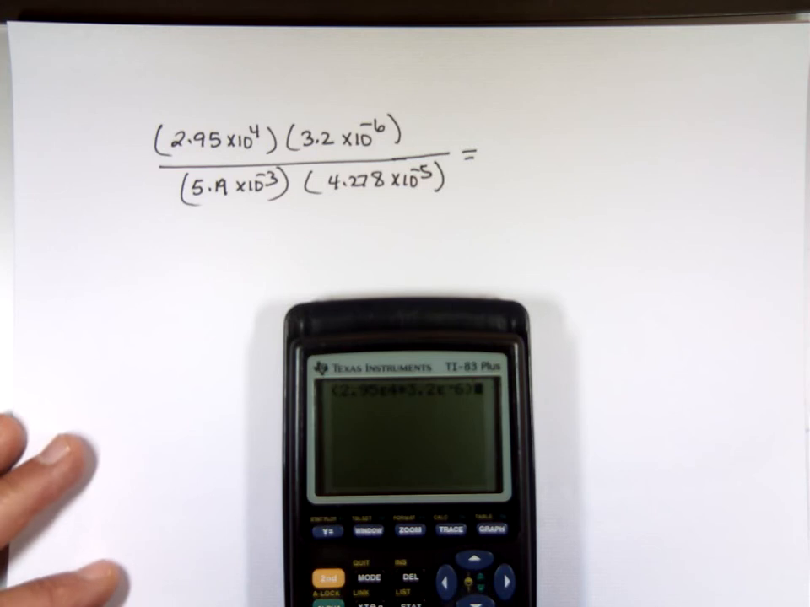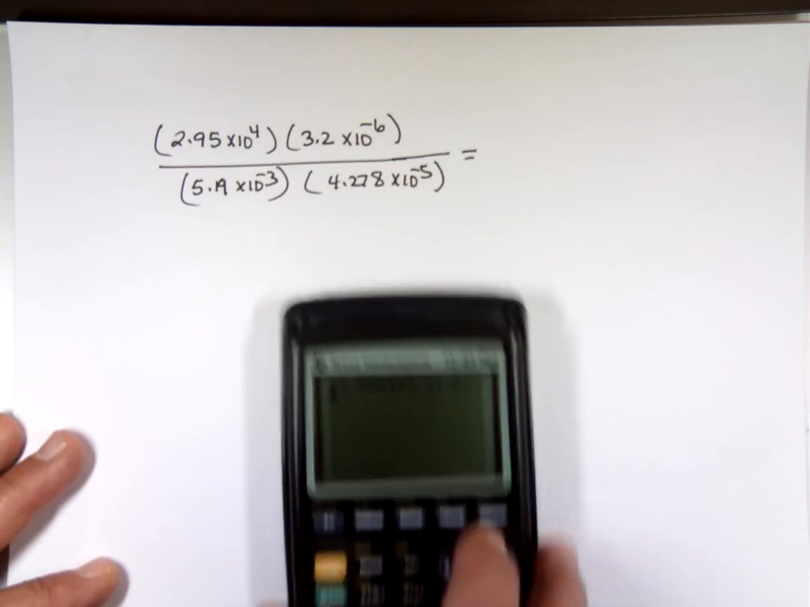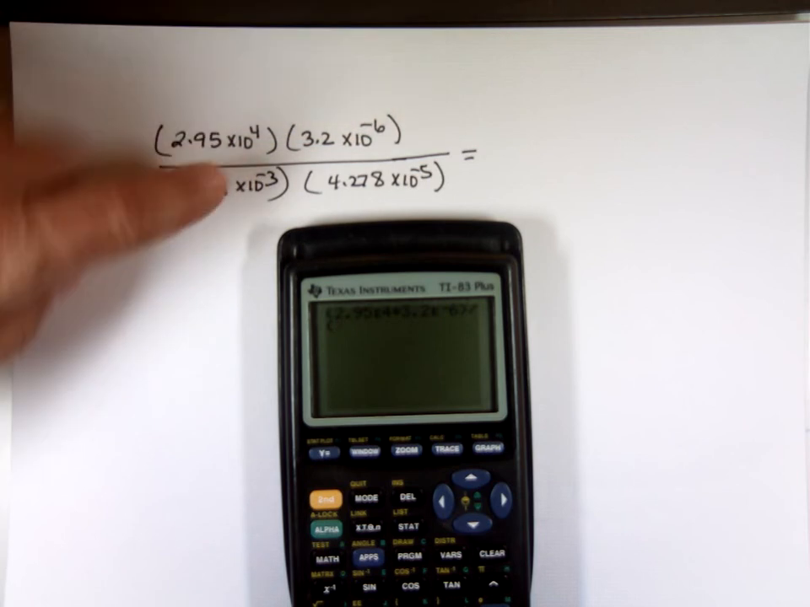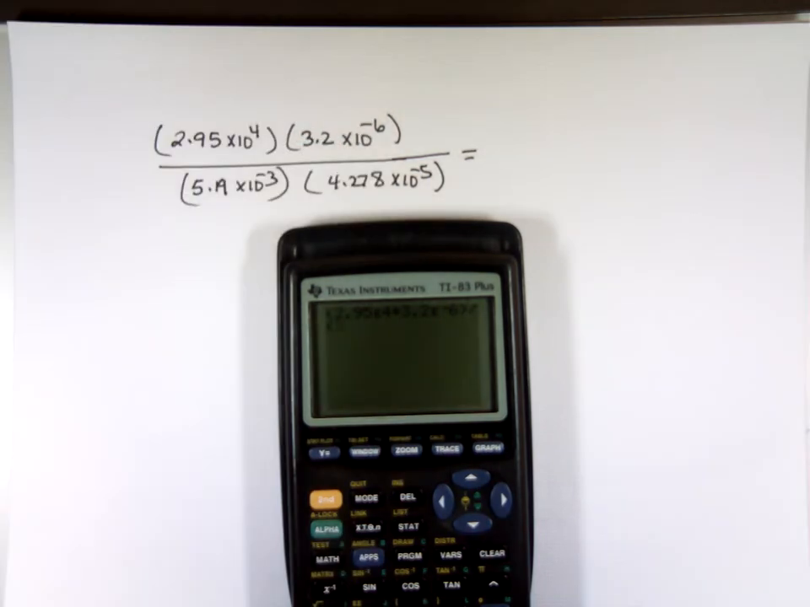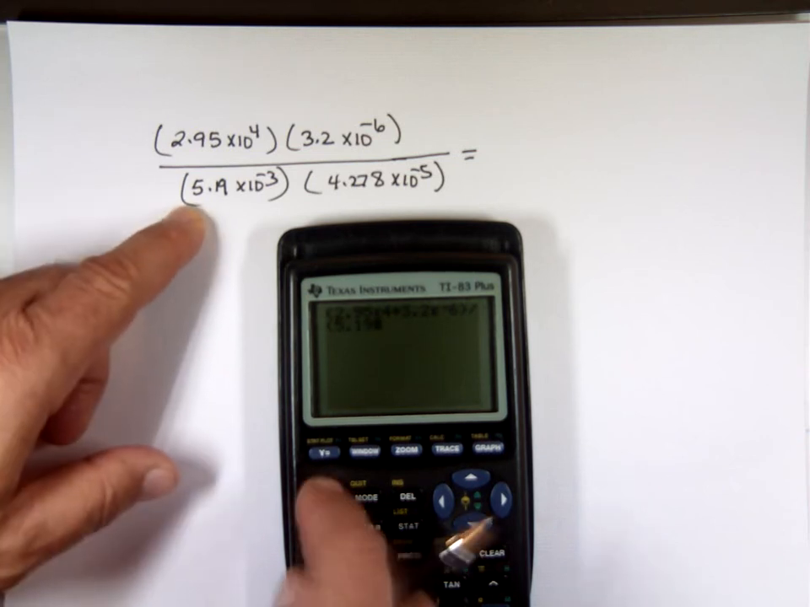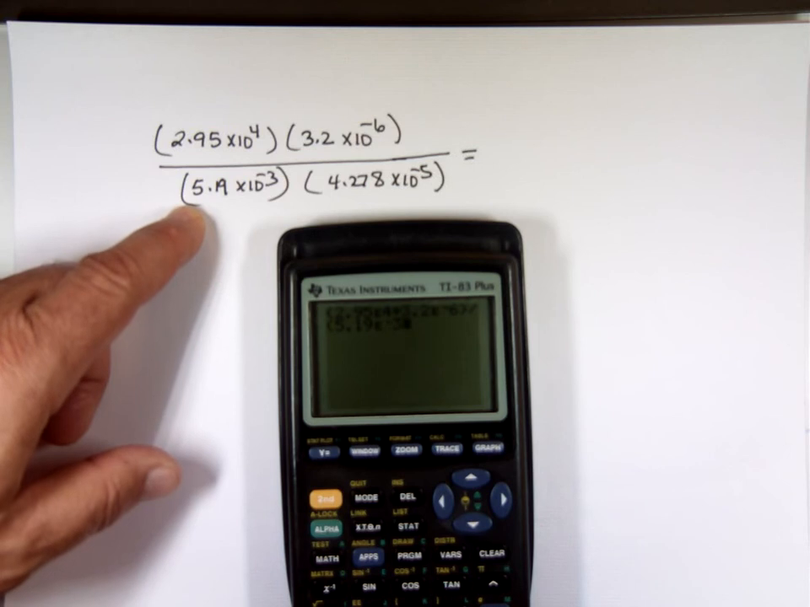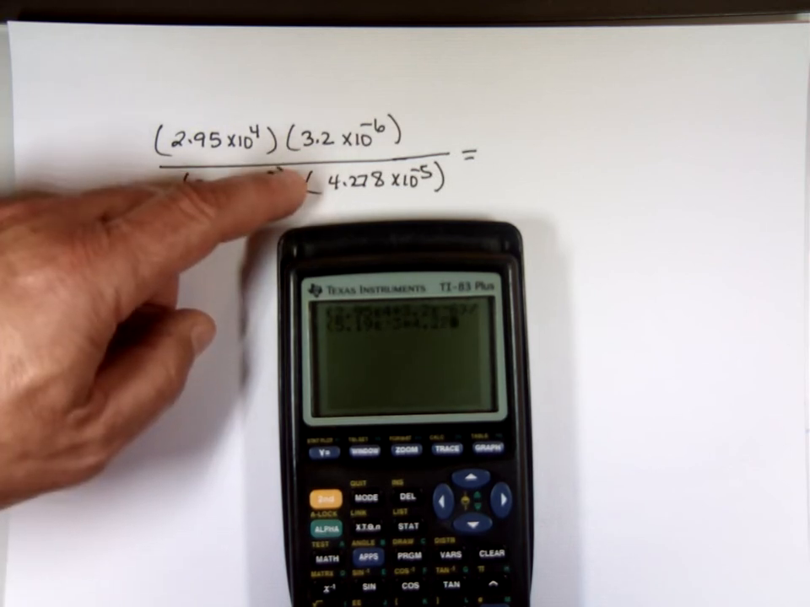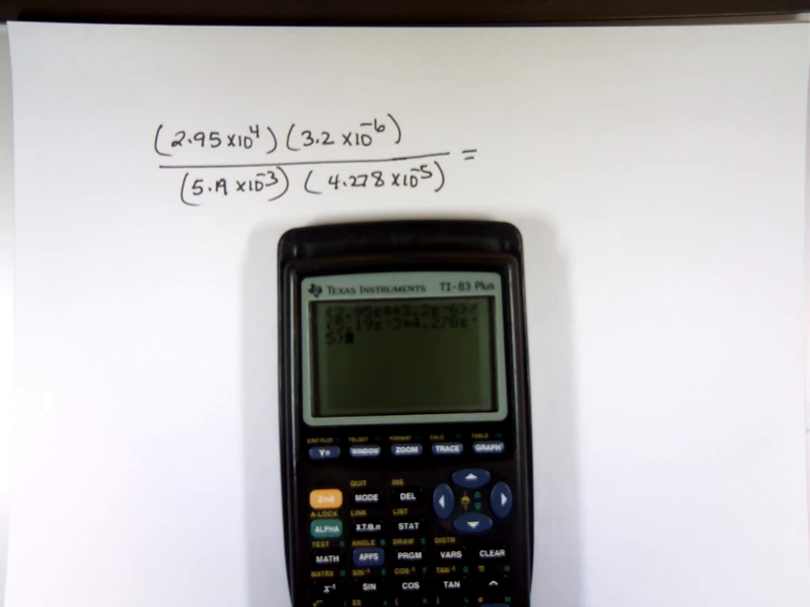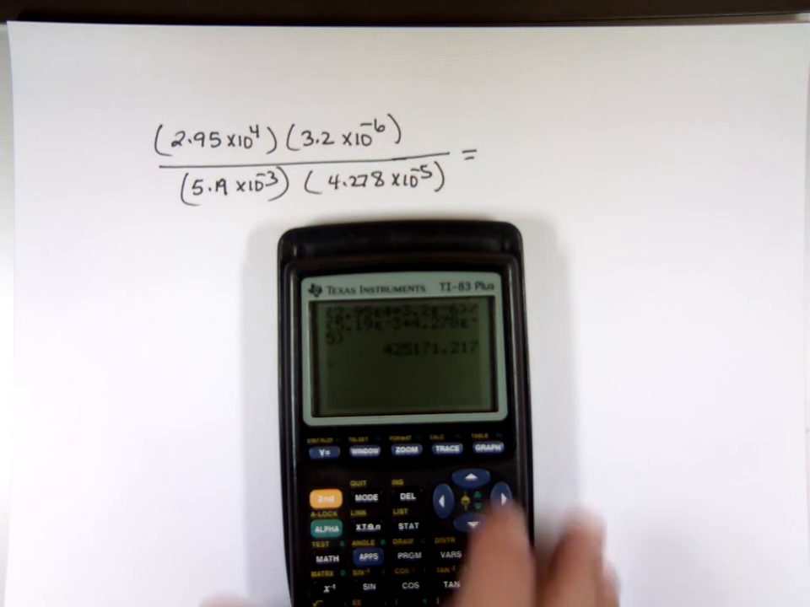Now I'm going to divide that and use parentheses again for the bottom to tell the machine, do what's inside the parentheses first. Otherwise, the machine will multiply these, divide them by that number, and multiply by that if you don't use parentheses. Order of operations. 5.19 EE to the -3 times 4.278 EE to the -5. Close parentheses. That tells the machine, do the top first, do the bottom second, then divide them. And there's my answer.